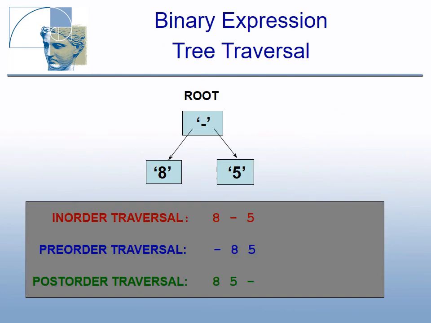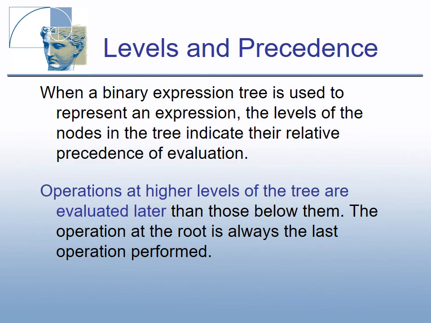You can see the variants of the binary expression tree traversal on this slide. It's inorder, preorder, and postorder traversals. When a binary expression tree is used to represent an expression, the levels of the nodes in the tree indicate their relative precedence of evaluation. Operations at higher levels of the tree are evaluated later than those below them. The operation at the root is always the last operation performed.